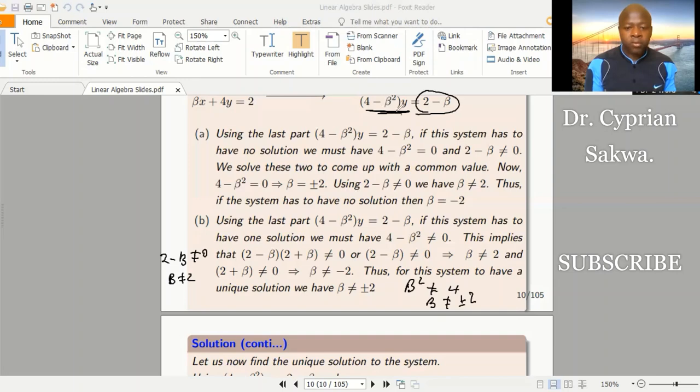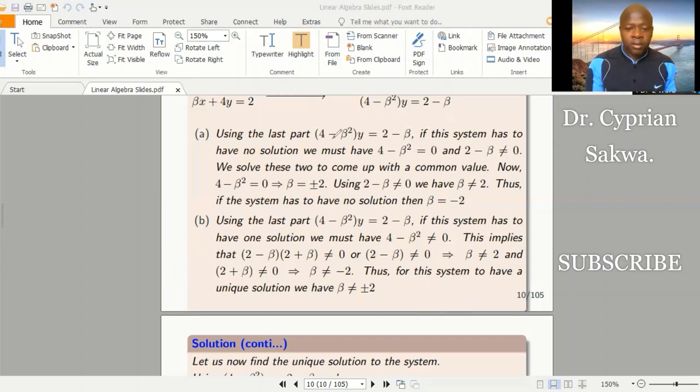I think that is what we should go for, not even this. We should go for this part. It should not be equal to zero. Of course, this can be zero. This one can be zero, and this one not equal to zero, and the system would still have one unique solution.